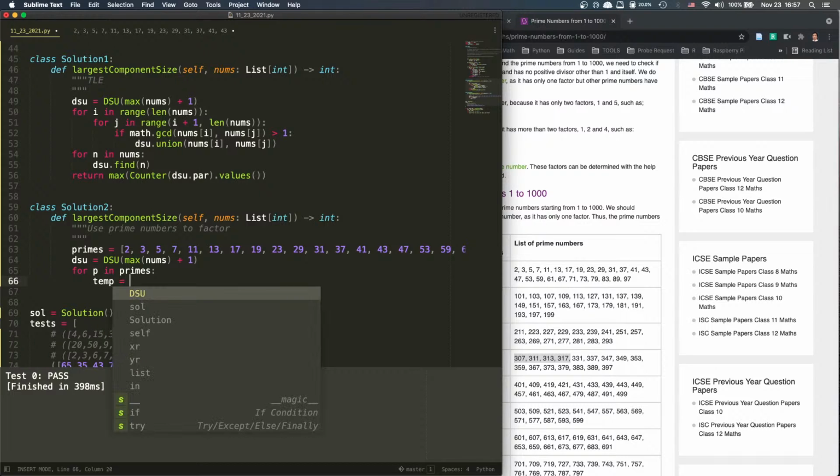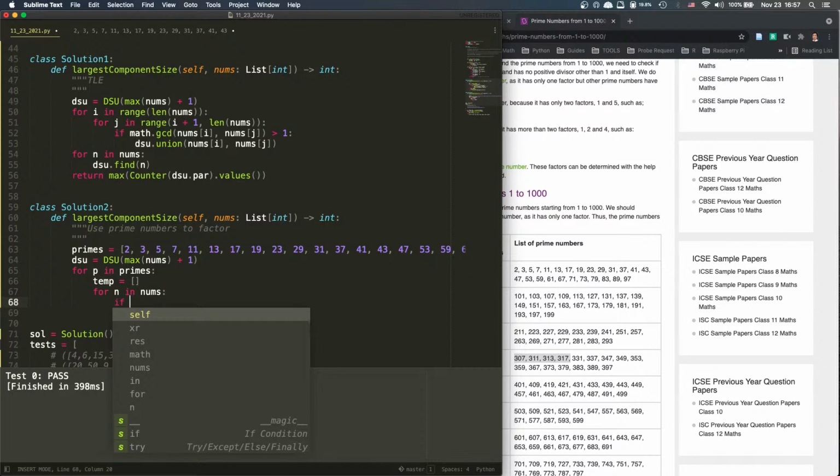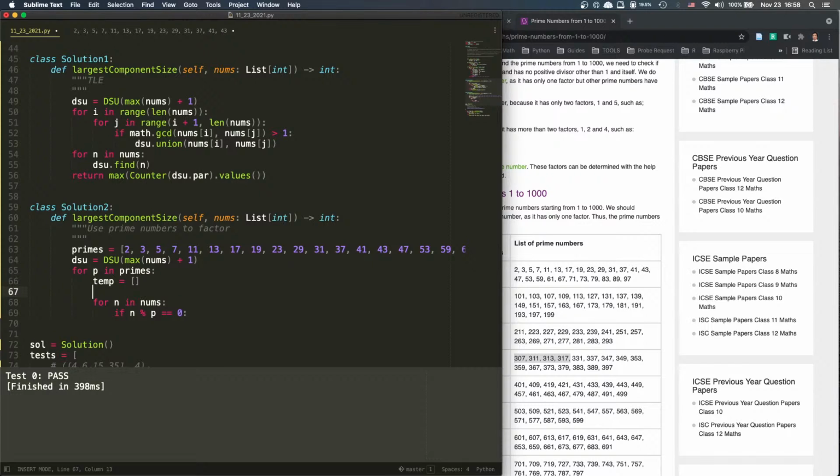Temp. Let's do it as a Q, right? So for n in nums, if p where n mod p is equal to 0, let's say, so we need a temp, and we need something to group things with, right? Something to group things with. How do we group things with? We group it by the group.